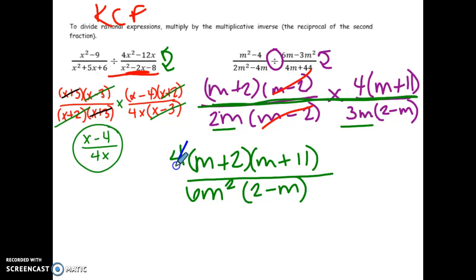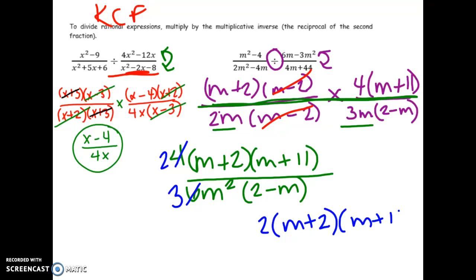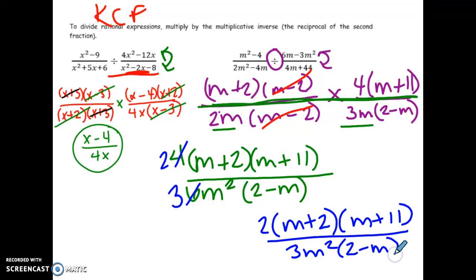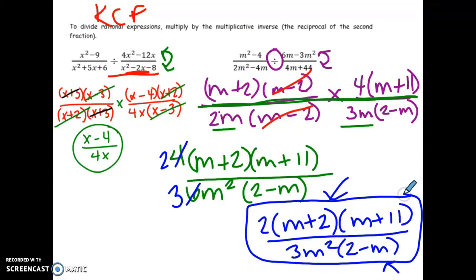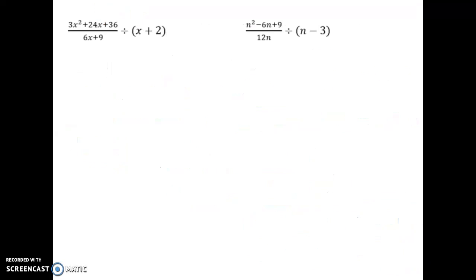And actually there is, and that would be knocking my 4 and my 6 down a little bit. So final answer: 2 times m plus 2, m plus 11 over 3m squared, and that would be 2 minus m. Now I want you to be careful, because many people think that these two will cancel, but they're not exactly the same. So if they're not exactly the same, see if you can factor out a -1. In this case we can't, because it would change this to a minus 2, so what we have left is the answer.